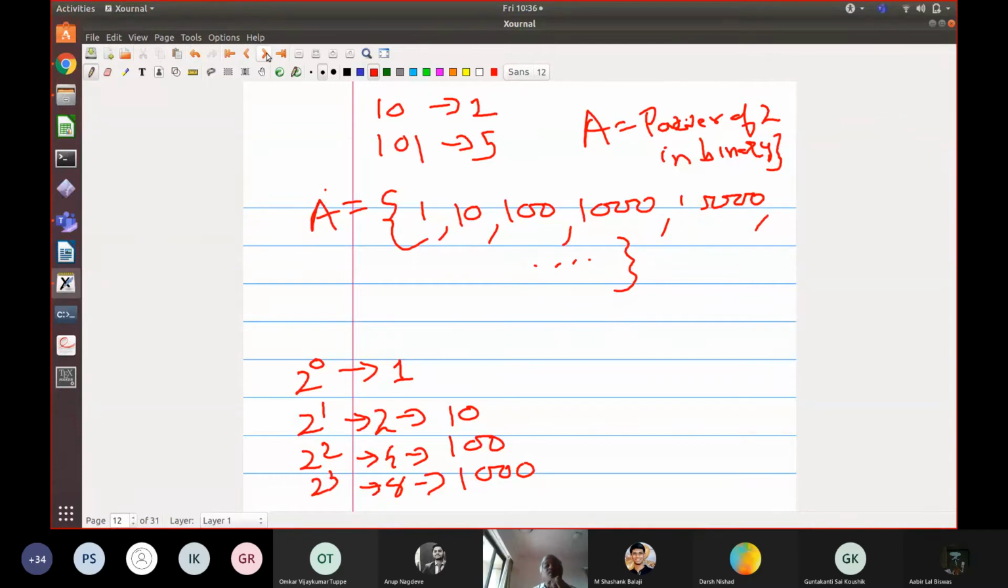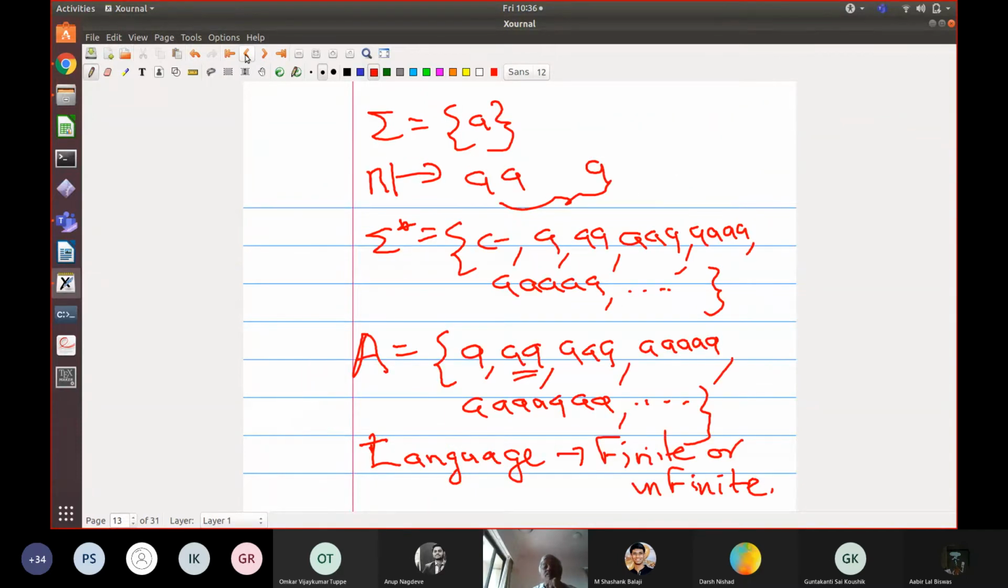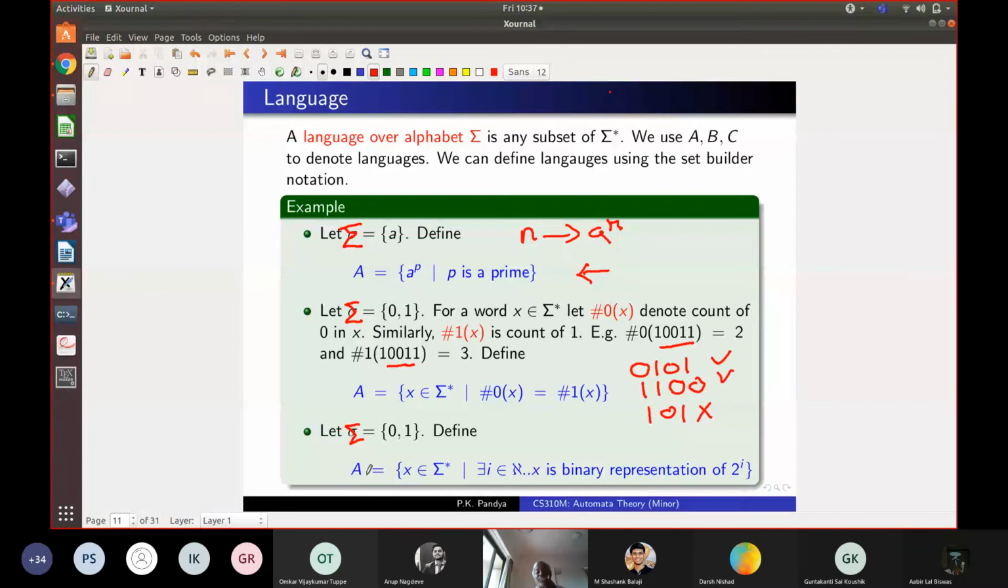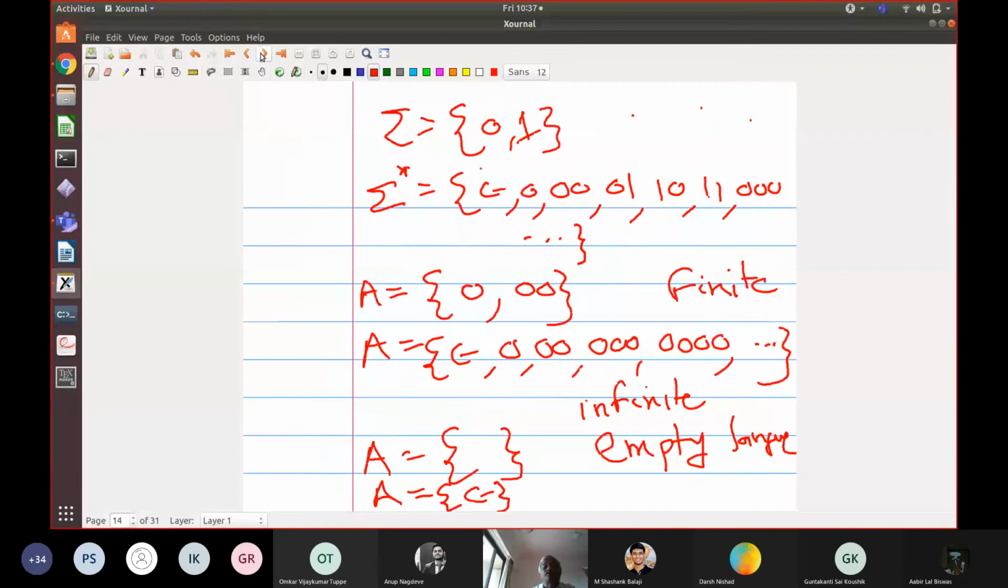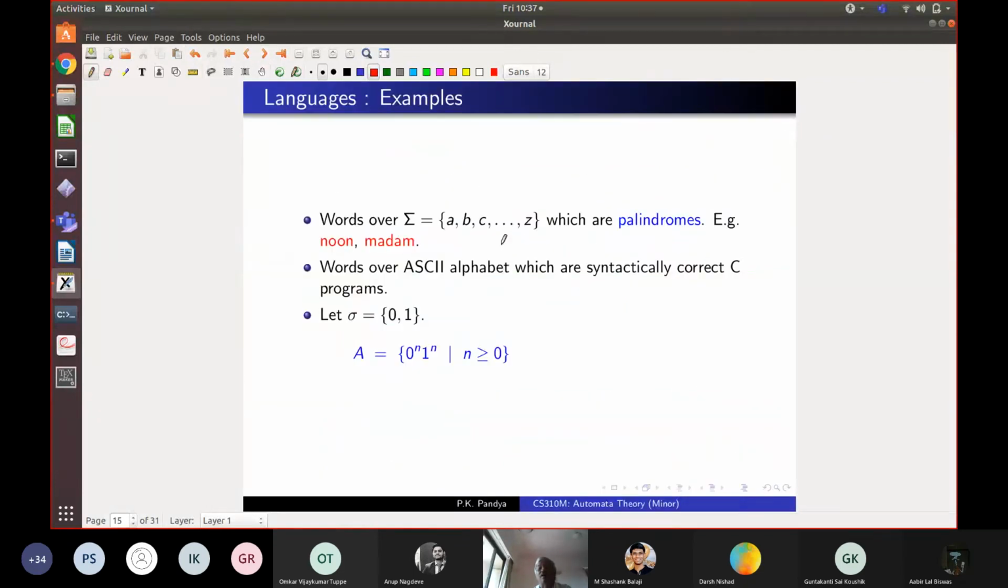So here we have taken some examples of binary, some artificial languages which represent some natural problems, right? Whether something is prime, whether the number of occurrences of zeros is the same as ones or not. And sometimes we don't use this set builder notation, but we just give it informally. So for example, here is a language which is defined as the set of all words over English letters A to Z which are palindromes. What is a palindrome?